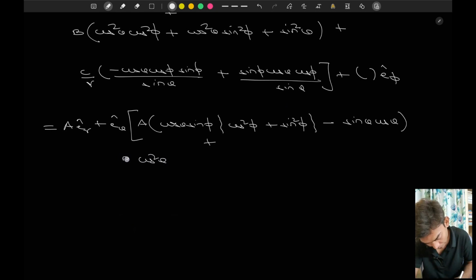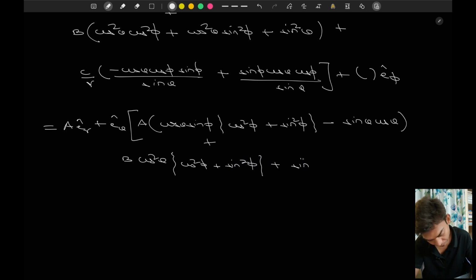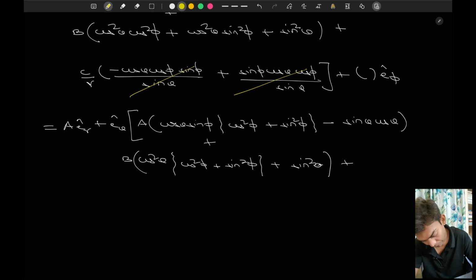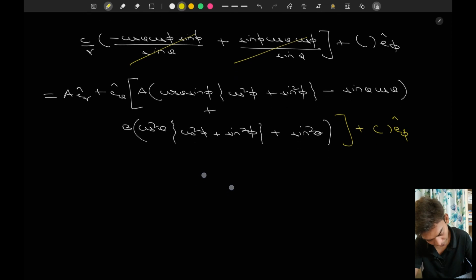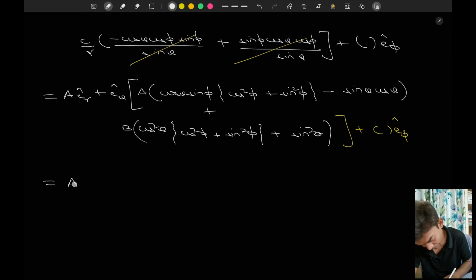Let me take cos square theta common. Here is b. Then we have cos square phi plus sine square phi plus sine square theta. Then lastly we have c by r, and this just cancels away, nothing left. So we have only plus something times e phi. Okay, so things are getting simplified.